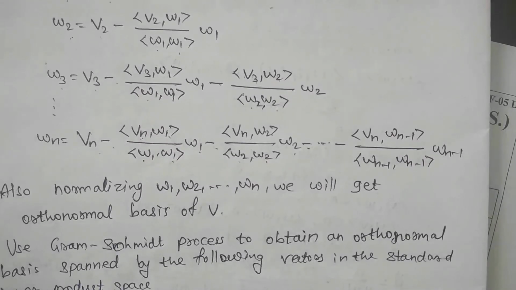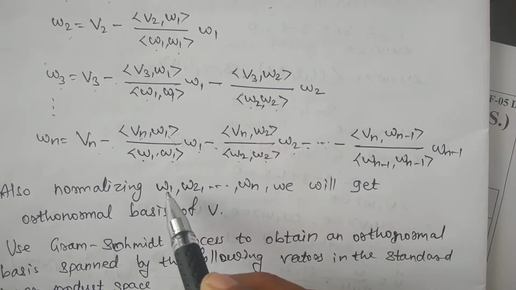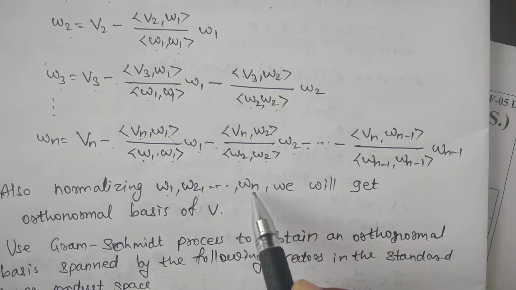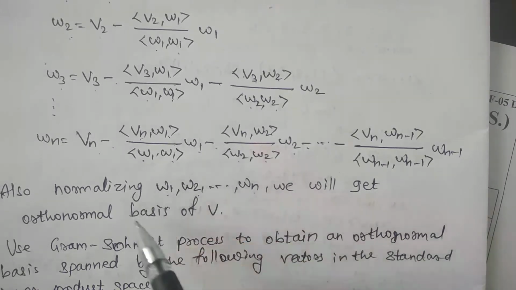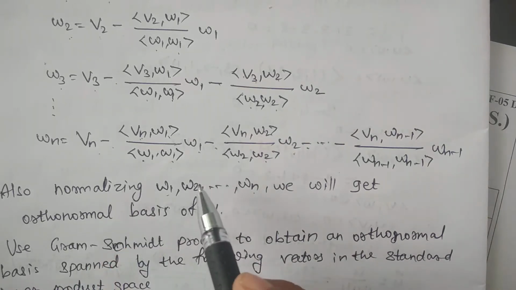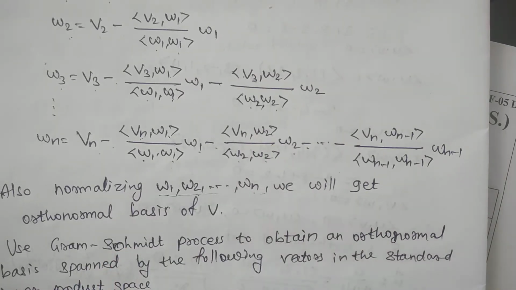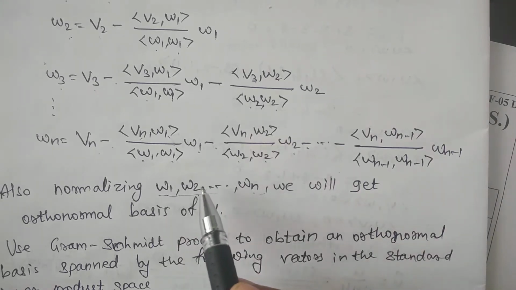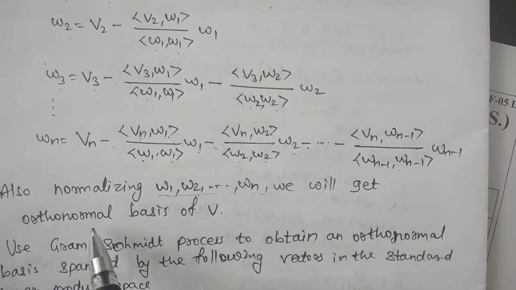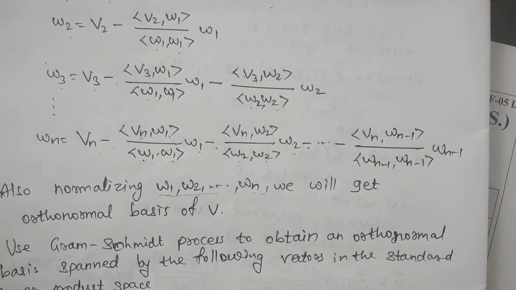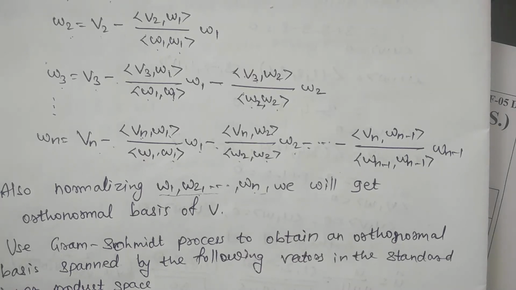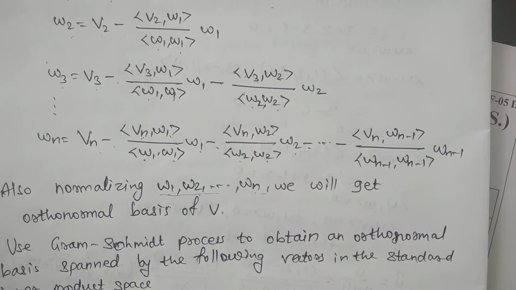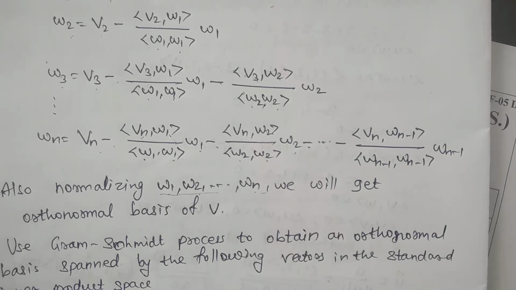Now we can also normalize this orthogonal basis, that means we can normalize w1, w2, ..., wn. After normalizing we will get an orthonormal basis of V. So this is the procedure to calculate the orthonormal basis of V by using the Gram-Schmidt orthogonalization process. Let us take an example.